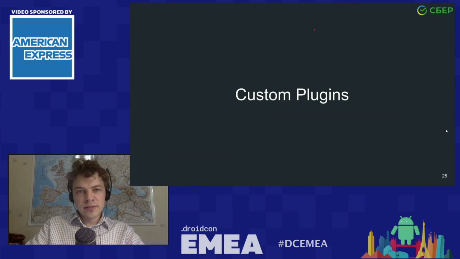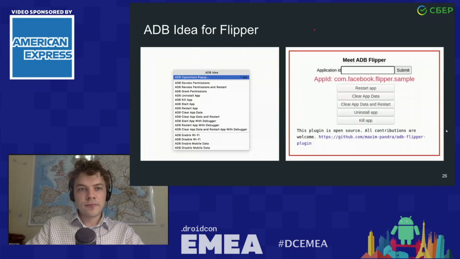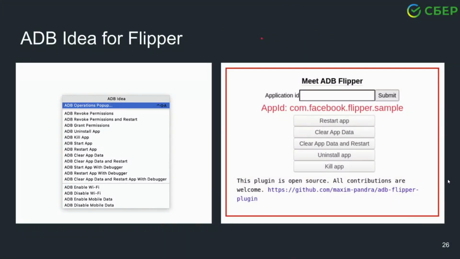Let's quickly look into the custom plugin capabilities of Flipper. Facebook provides a guide where you can find how to create a plugin. I would suggest you create a plugin in a folder with other system plugins, so all the syntax highlighting and the libraries will be available to you. I've decided to create a copy of the ADB IDEA plugin, the popular plugin that almost everybody uses, so testers won't have to install Android Studio.